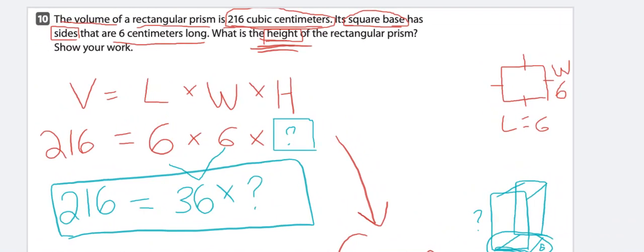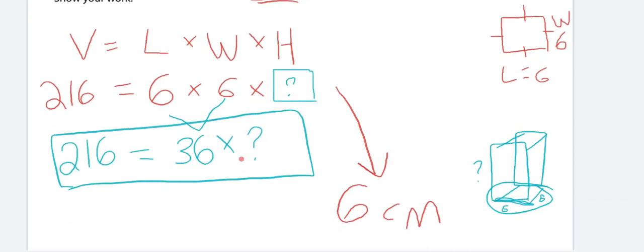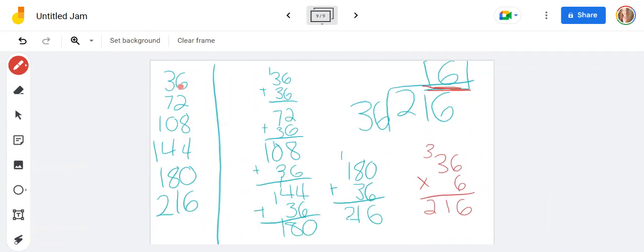So notice how this problem was a little bit tricky. I had to remember my formula for volume, plug in my missing information, so I knew that if it had a square base, if the length was 6, that meant the width was 6, and the total volume was 216. I plugged in what I knew. I noticed I can't multiply by a number I didn't know, so I had to do 216 divided by 36. And when I kept adding 36, it took me 1, 2, 3, 4, 5, 6 times to get to 216. So my answer is 6.